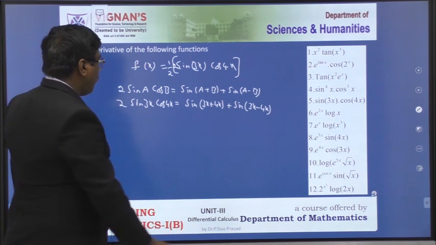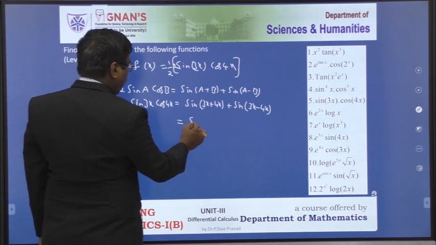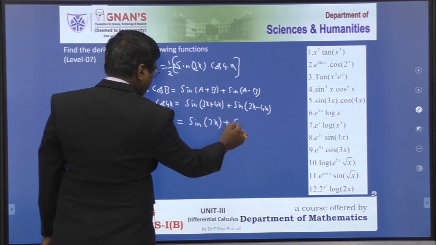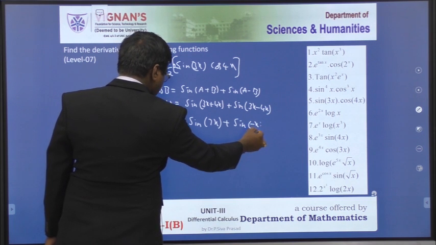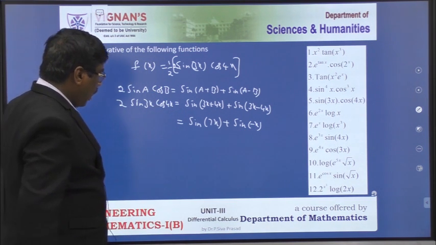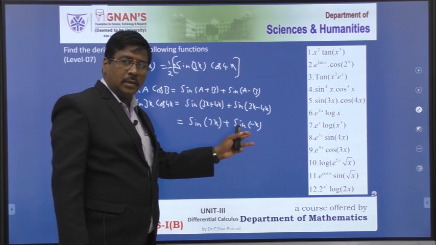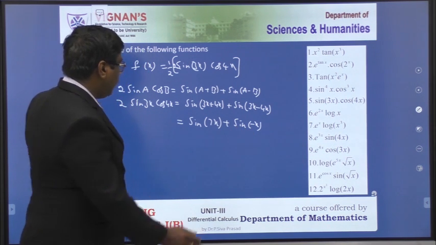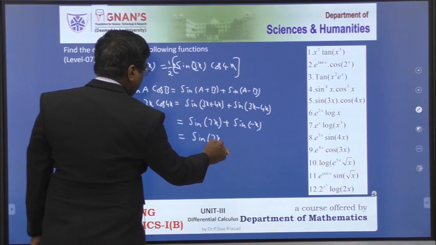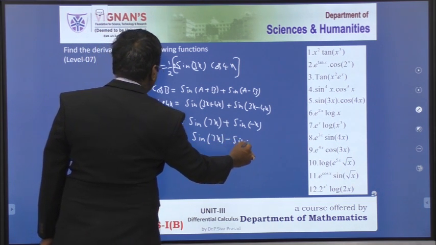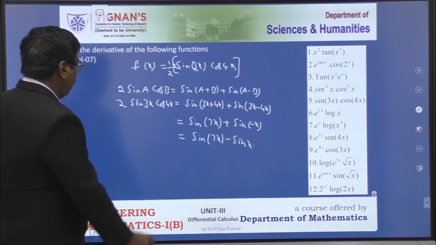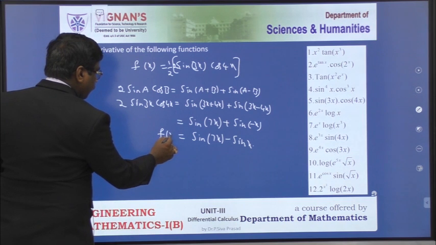Now this is equal to sin of 3x plus 4x, that means sin of 7x, plus sin of 3x minus 4x, that is sin of minus x. But you already know that sin of minus x is equal to minus sin x, that is an odd function. Therefore, this is equal to sin of 7x minus sin x. This is the f of x value.